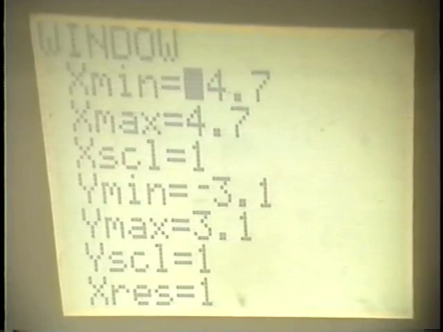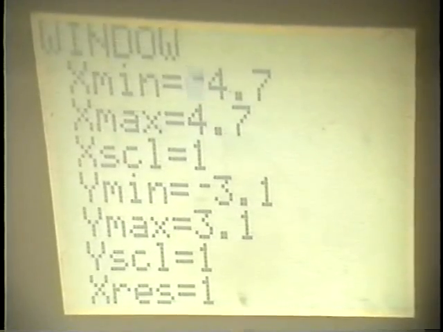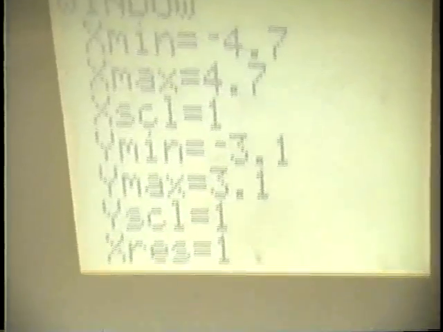But that is an option. If you want to blow up a particular portion of the curve, you can do that using the Z-box, drawing a box around the region that you want. Okay.